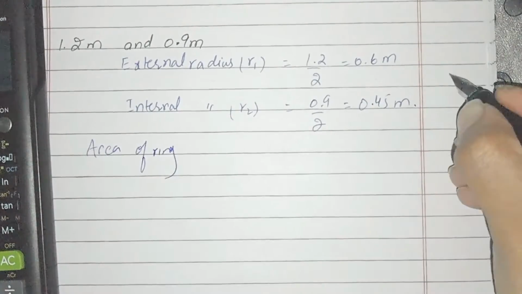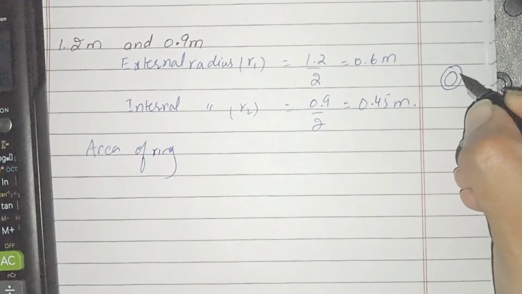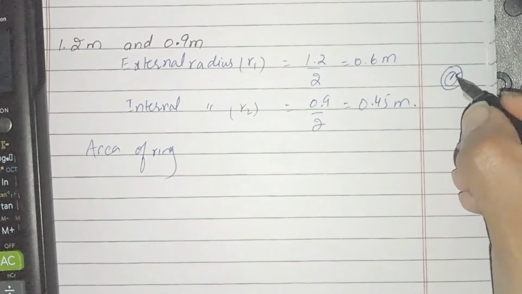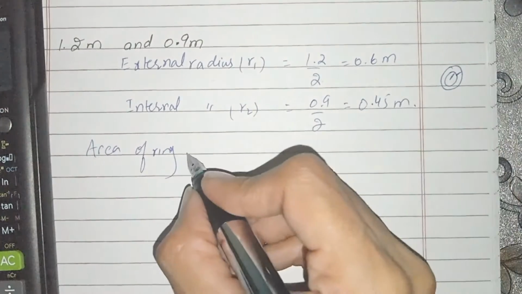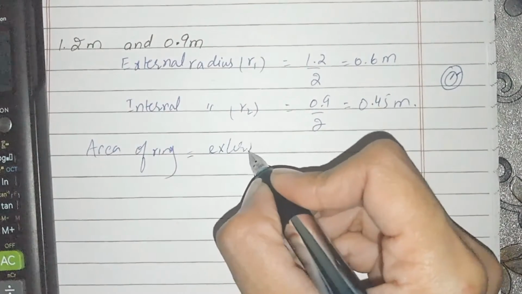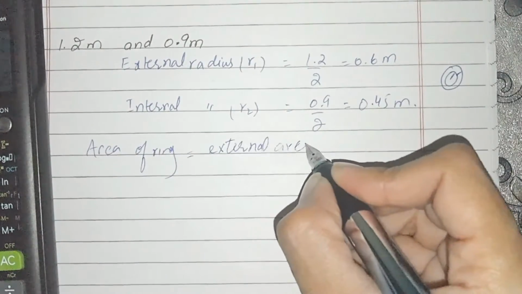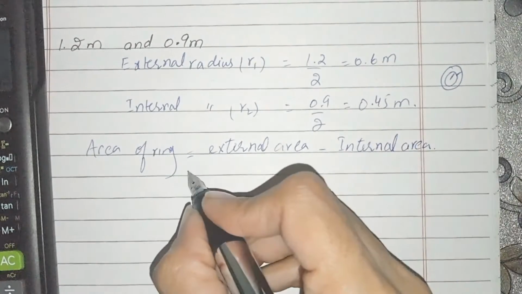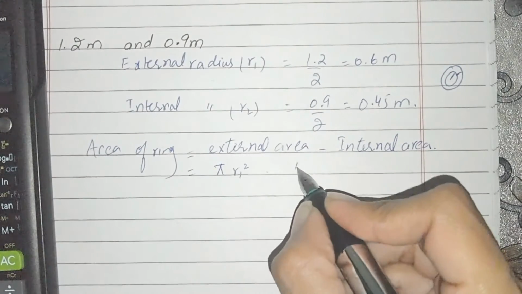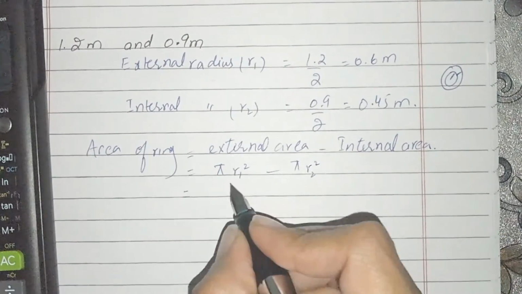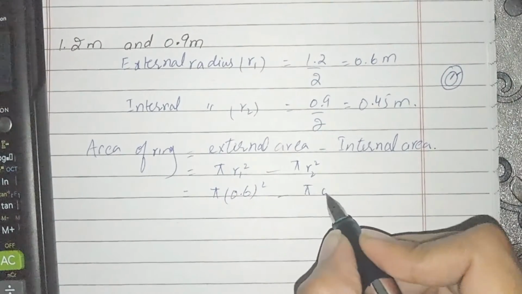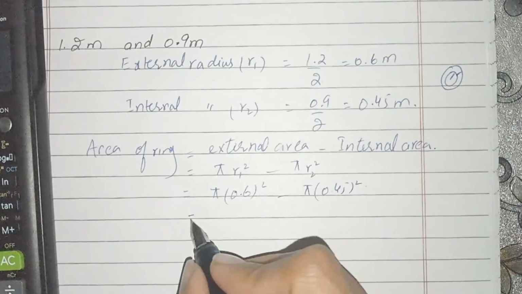Area of ring, that is the ring. We have to find that area. We have to subtract the internal area from the external area, and we get the ring area. Area of ring is equal to external area minus internal area, pi r1 squared minus pi r2 squared.